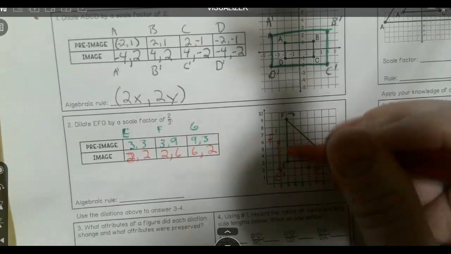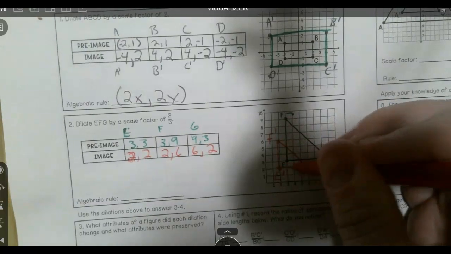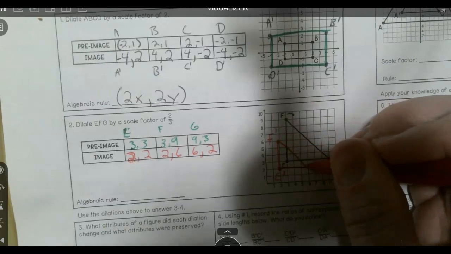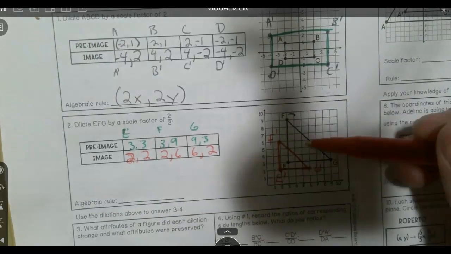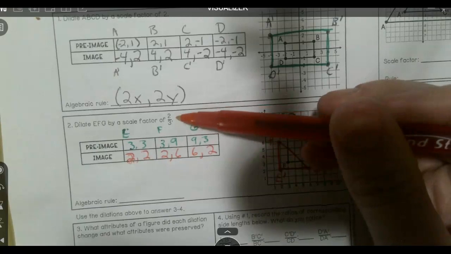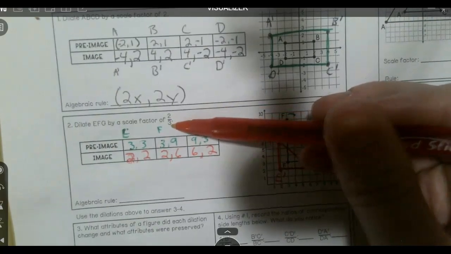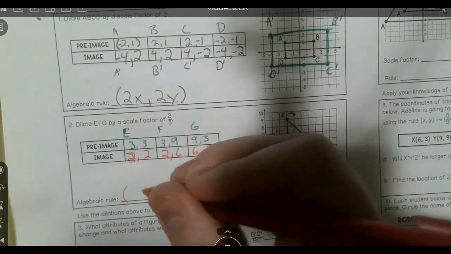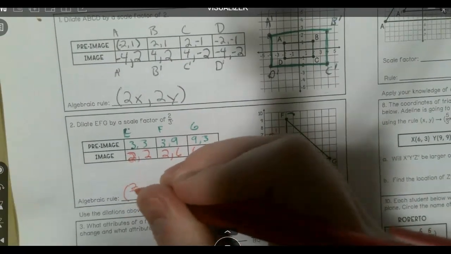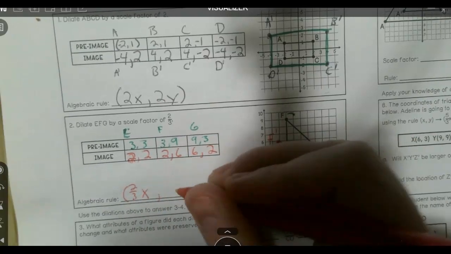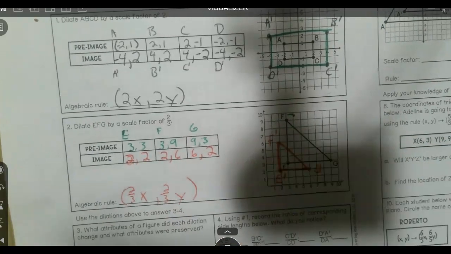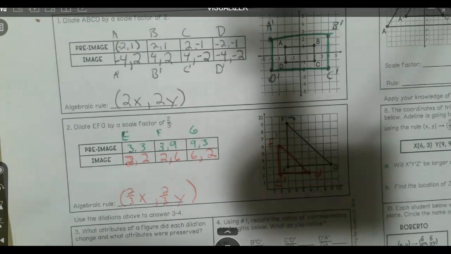Okay, we still have a triangle. That's why these are similar. It's the exact same shape, just a different size. We have made this triangle smaller because our scale factor was less than 1. So what algebraic rule did we use? Well, we took x and multiplied it by 2/3. We also took y and multiplied that by 2/3. And there we have it. We have now done a dilation on the coordinate plane.